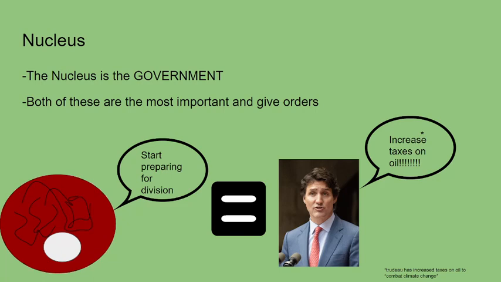Nucleus. The nucleus is the government. Both of these are the most important and give orders. Here we can see the nucleus commanding the cell to prepare for cell division. And here we can see Justin Trudeau increases taxes on oil yet again. These two are both giving orders for the cell.